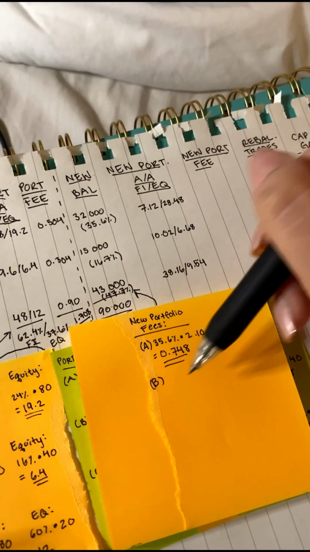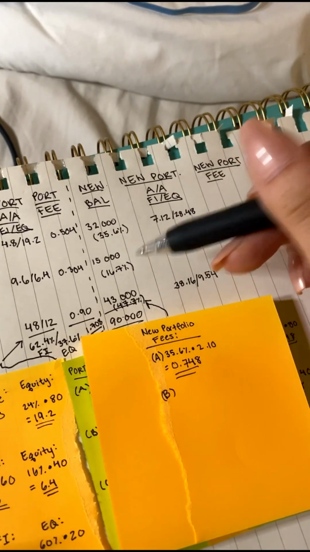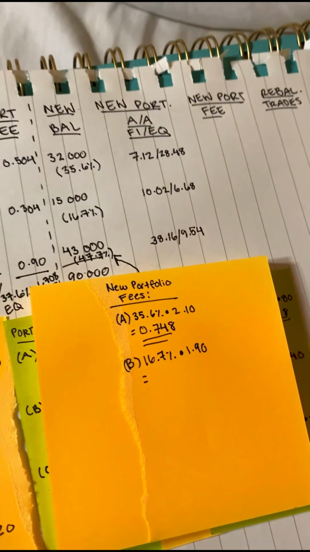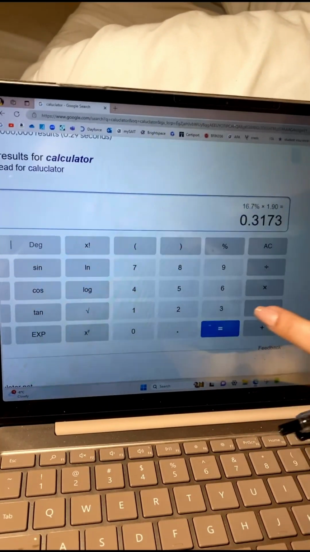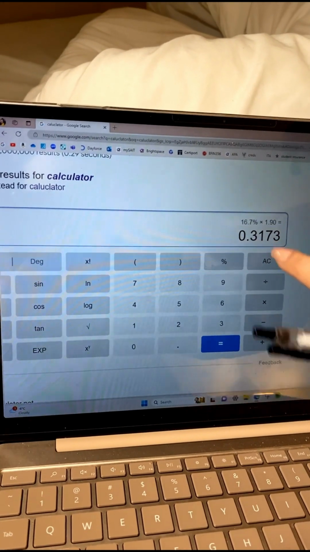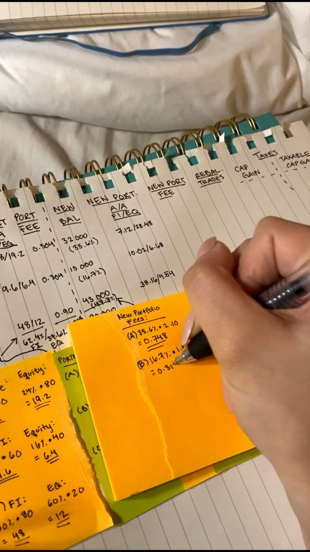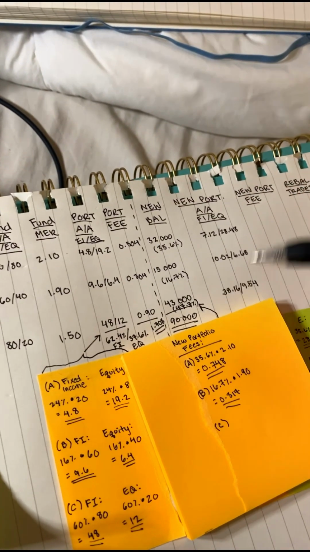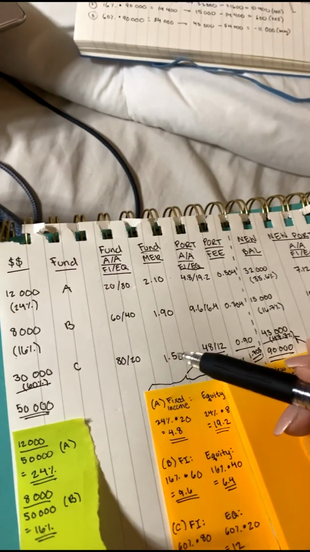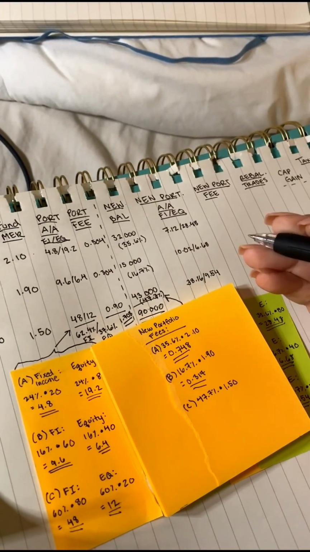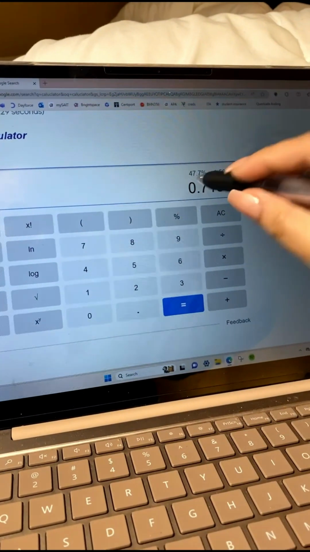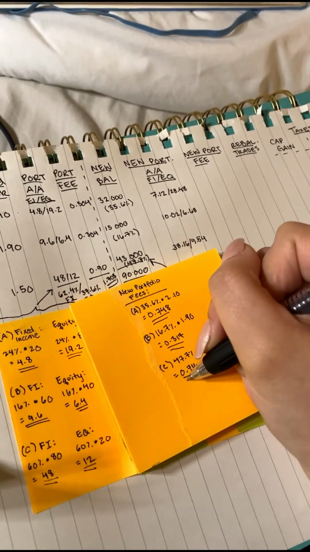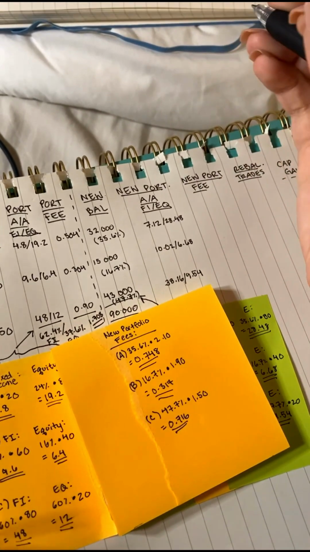Portfolio fee. Now for B, you take your B percentage, 16.7%, times your B MER, 1.90, equals 0.317. Portfolio fee. Same for C, your 47.7% times your C MER of 1.50, 0.716 portfolio fee. Now I'm just going to copy and paste this in the column.